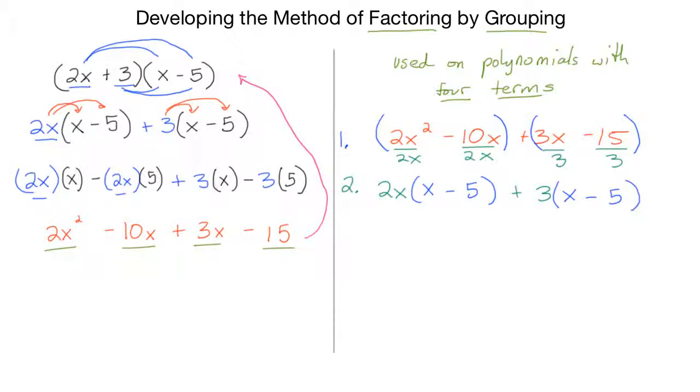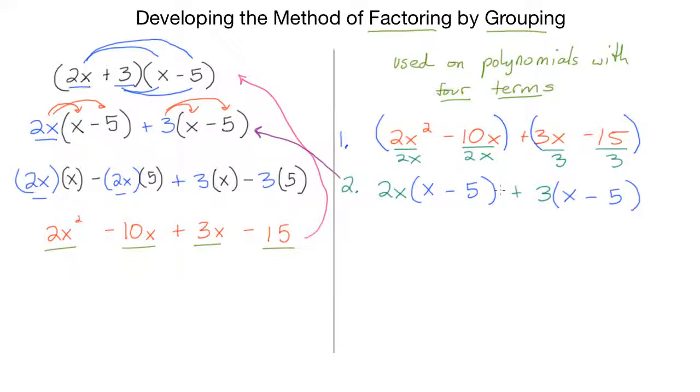So we're now matching, number 2, we're matching what we had right here: 2x times x minus 5 plus 3 times x minus 5. We worked our way backwards by grouping, and then for each group, pulling out the greatest common factor.